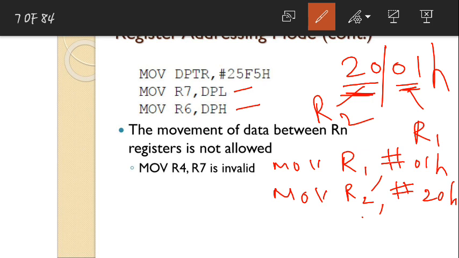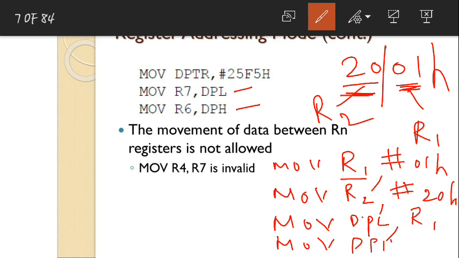Okay. So in DPL what should be there? Lower byte 01. So 01 is in what? R1. Okay. So first I'll write MOV destination, DPL should be in destination, comma, I am moving R1. Next another instruction is MOV DPH, comma, now I wanted in DPH this 20, that is in R2. Okay, so R2 I will write here. So see, these both are immediate addressing modes and these both are register addressing modes.